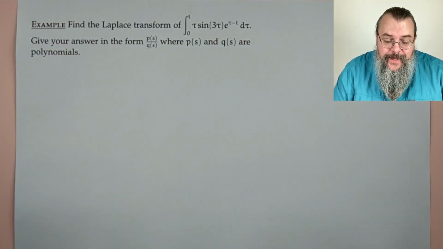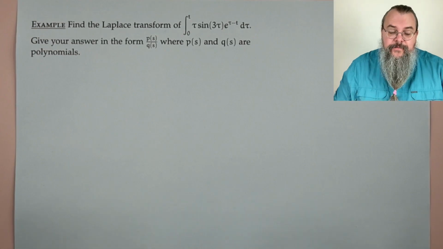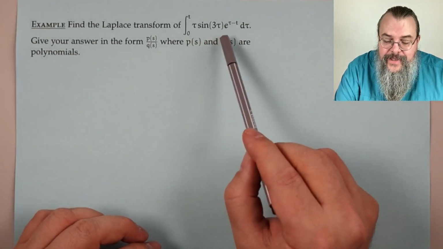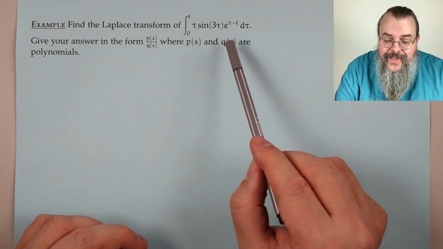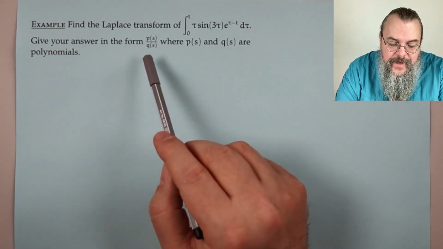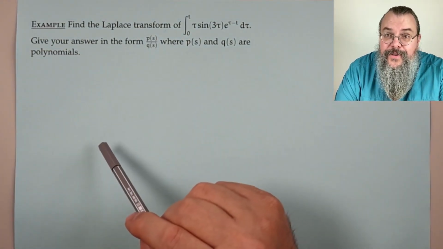So let's look at the following problem. Find the Laplace transform of the integral from 0 to t of tau sine 3 tau e to the tau minus t d tau. And give your answer in the form of p of s over q of s, where p of s and q of s are polynomials.